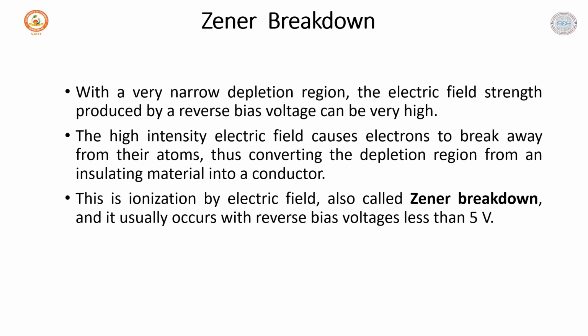And this is the effect called the ionization effect, which is called zener breakdown, which usually occurs with a bias voltage which is less than 5 volts. So always a zener diode will work under a voltage which is less than 5 volts.